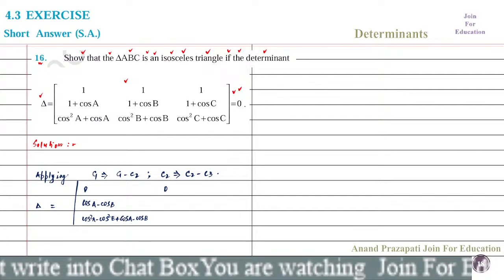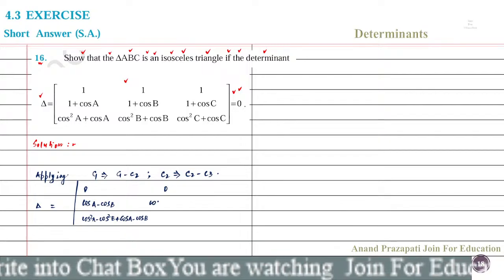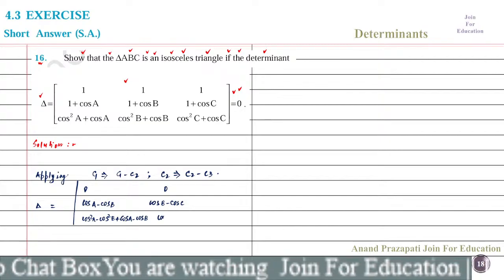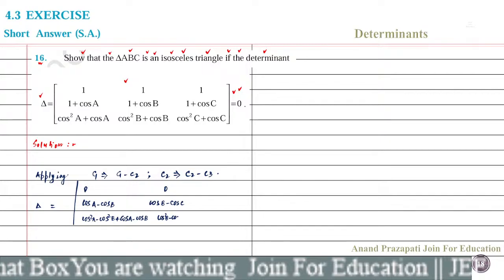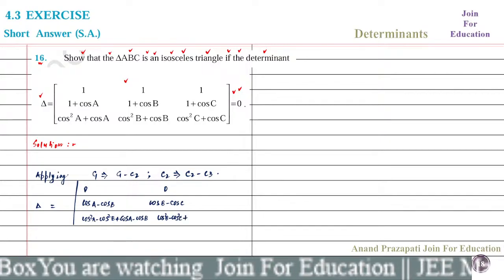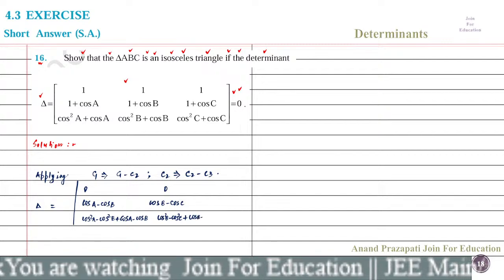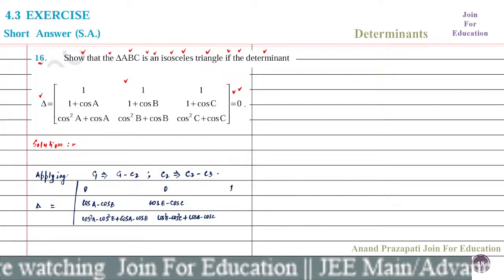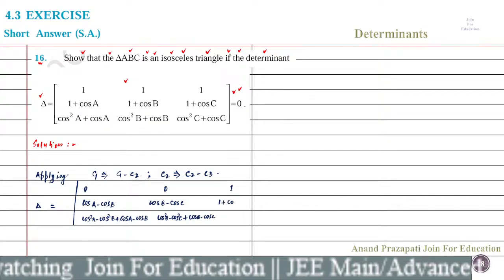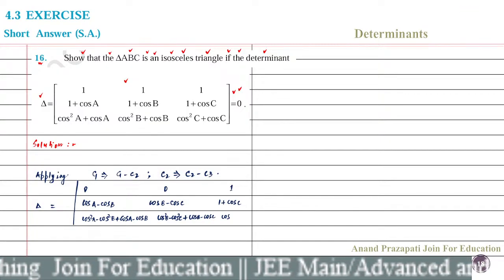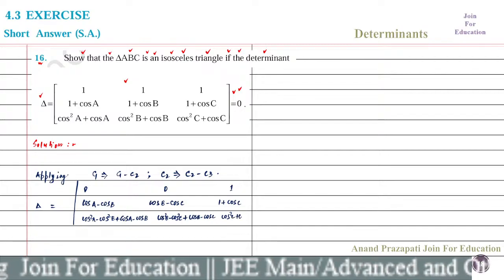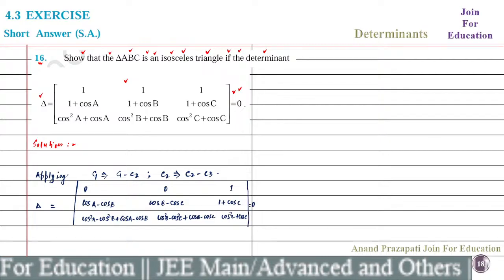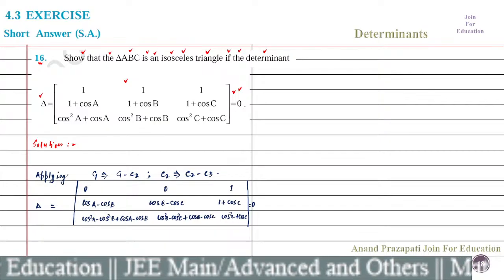C2 here will be 0, and here will be cos B minus cos C, and here will be cos square B minus cos square C plus cos B minus cos C, and third column here will be 1, and 1 plus cos C, and cos square C plus cos C, equal to, we write down here 0. There is no problem to understand up to this step.